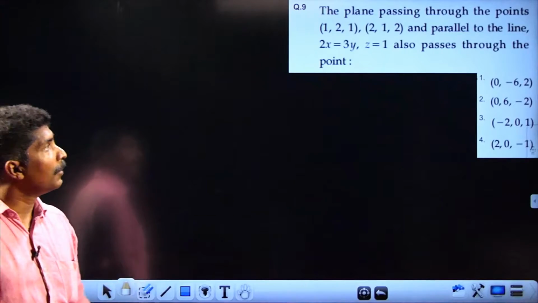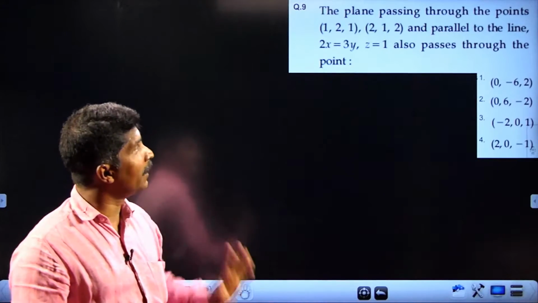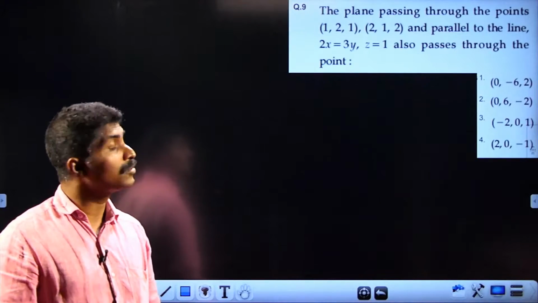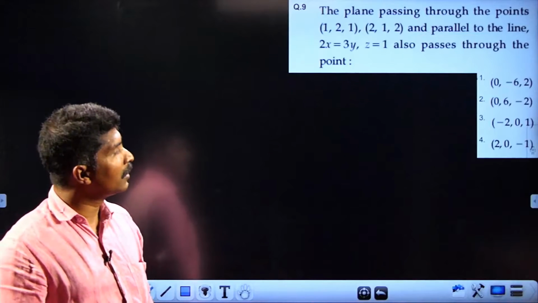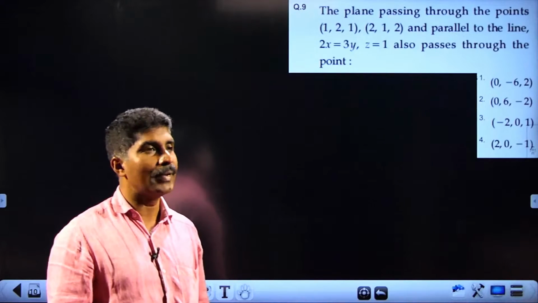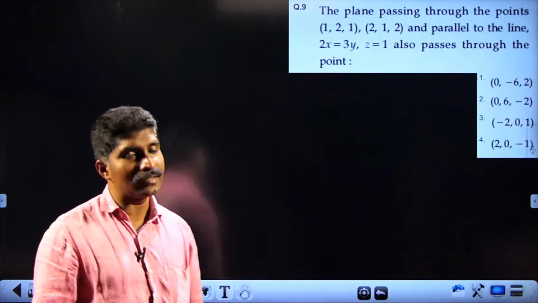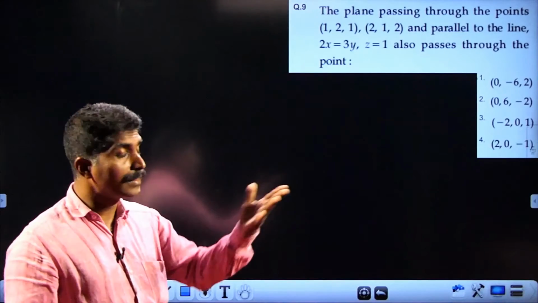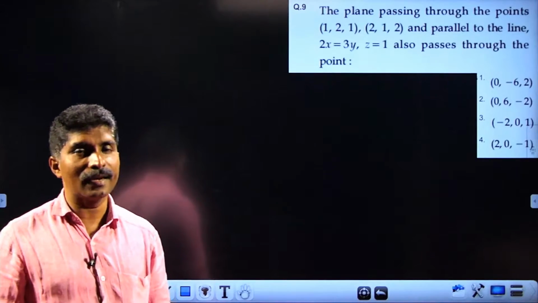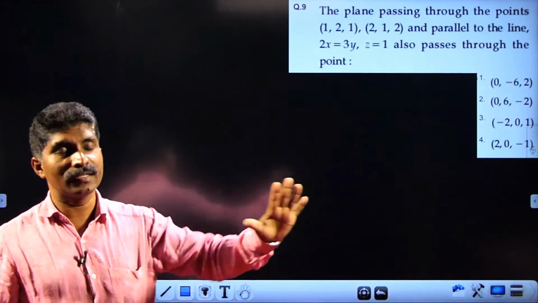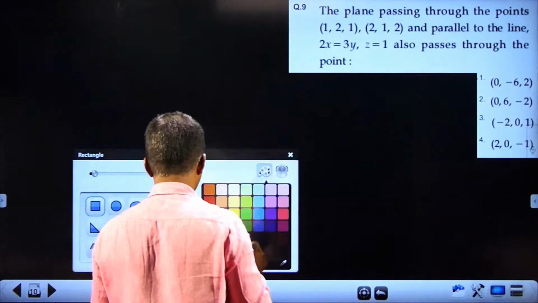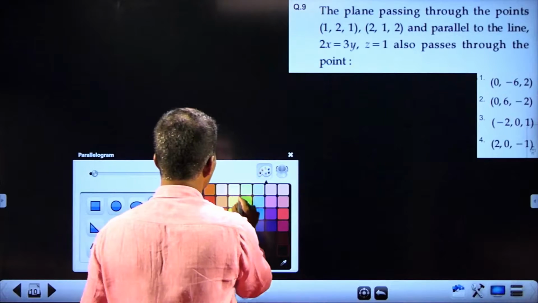Next question. A plane passing through two given points and parallel to a given line, which also passes through a point. Two or three years back, the question was like this: what is the equation of the plane? Many students do it by substituting the points or applying the verification method. But we cannot use verification very easily here, so we have to find the equation of the plane first and then substitute. So we have to go through the concept very clearly.